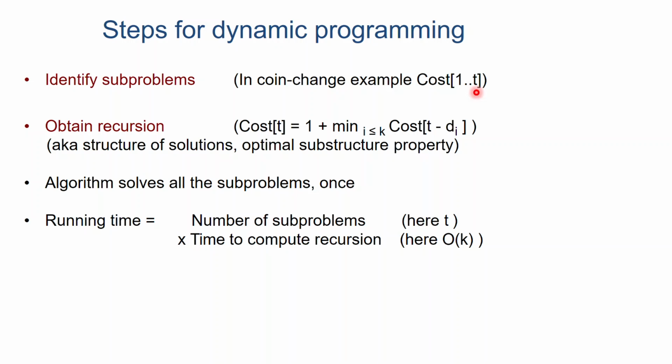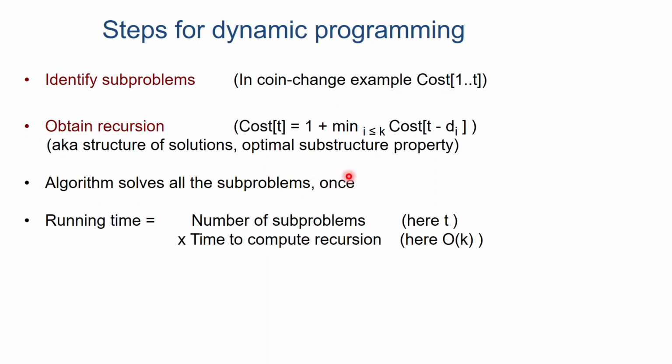Once you have the subproblems clear in your head, you can write down a recursion. We can try to obtain a recursion. And this is also known as the structure of solutions or the optimal substructure property. In our case, the recursion was this equation here. The cost for t is 1 plus the minimum of the cost for t minus d_i for every i at most k. Once you have these two, then the algorithm is just going to solve all the subproblems only once.